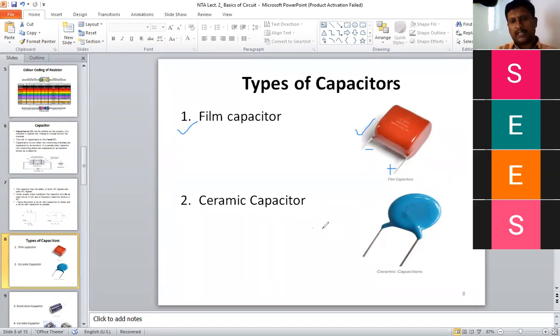Ceramic capacitors have very low values, most of the time in picofarad or nanofarad. The legs are the same length. It doesn't have any polarity, plus or minus. You can connect it from left to right or right to left, anyhow you can connect. It doesn't have any polarity.